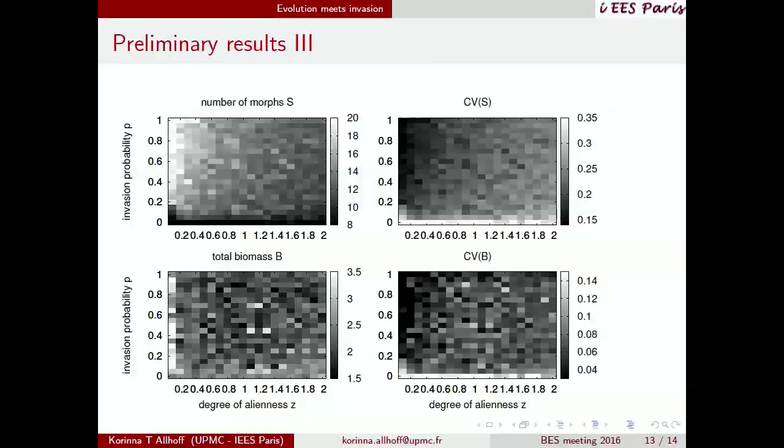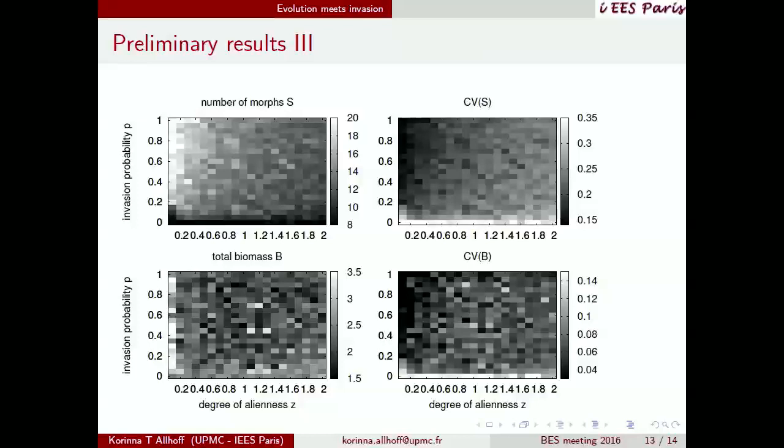But there's more, because now we can calculate the coefficient of variation, which is the standard deviation divided by the mean, and then you get a measure of evolutionary stability, because you get a measure of how big my extinction avalanches are. This black area says that the coefficient of variation is the lowest, so these are the most stable systems in an evolutionary sense. And we can do the same for the total biomass that the network accumulates. Unfortunately, it's not so clear here, but again the most stable networks, this time on an ecological timescale, are in this corner where I have lots of invasions from similar places.